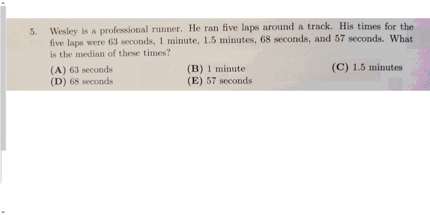Question 5: Wesley is a professional runner. He ran 5 laps around the track. His times for the 5 laps were 63 seconds, 1 minute, 1.5 minutes, 68 seconds, and 57 seconds. What was the median, or the middle?